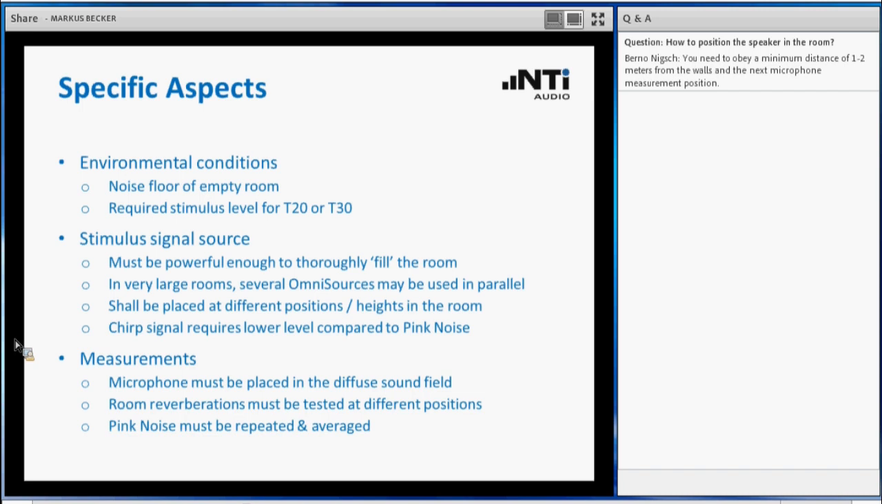Then, once you have placed your sound source in a specific position, you have to measure the room reverberation by moving around with your test instrument to different places in the room. And when you measure with pink noise, you have to repeat each measurement per position at least 3 times and average it. I will say more about that later as well. That is due to the random character of pink noise.